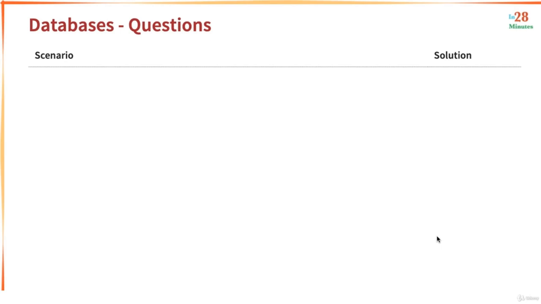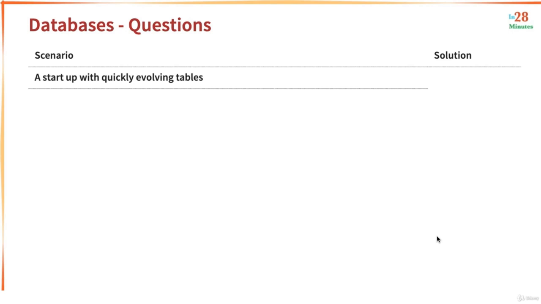Welcome back. In this step, let's quickly look at a few questions based on whatever we have learned in the last few steps. Let's get started with a simple scenario. You have a startup and you have a quickly evolving table structure. RDS or DynamoDB? What would you go for?